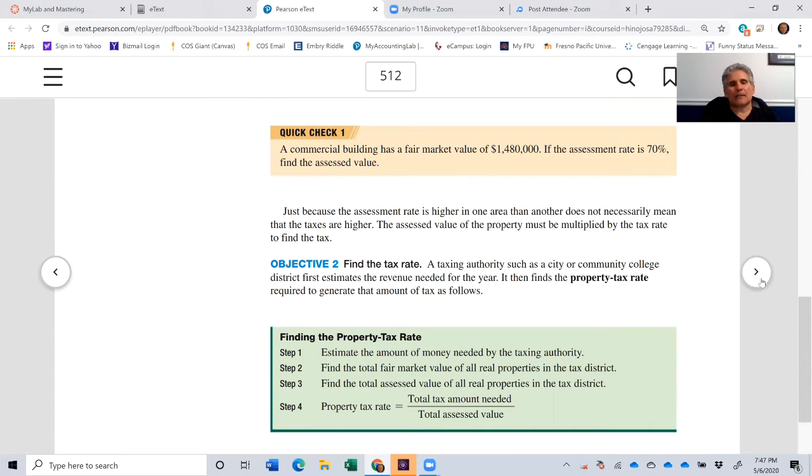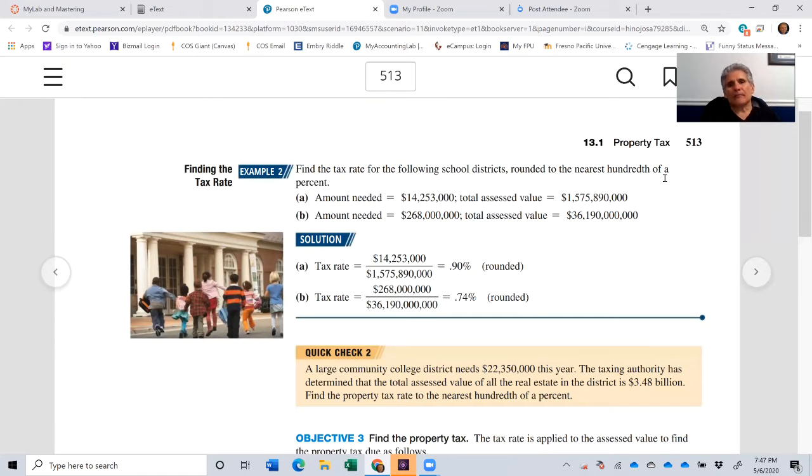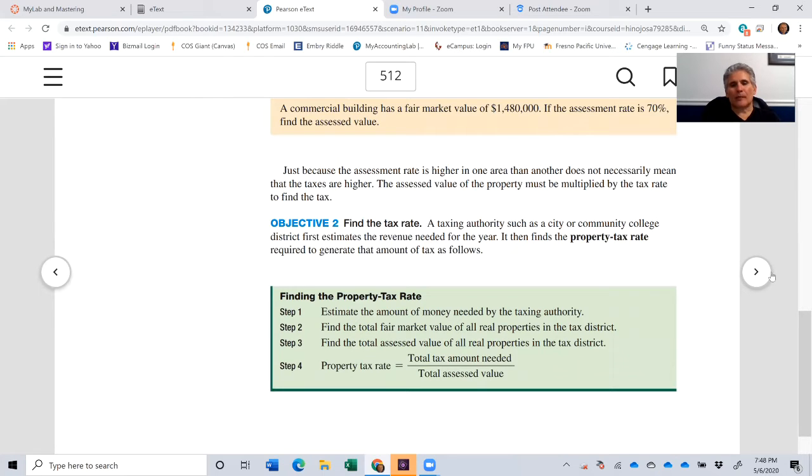Let's take a look at an example, and that'll enlighten us as to how it all works. Find the tax rate for the following school districts, rounded to the nearest hundredths of a percent. The amount needed is $14,253,000. Total assessed value is $1,575,890,000. We'll just do A because B is going to be the same. So we'll look at the formula that we just learned.